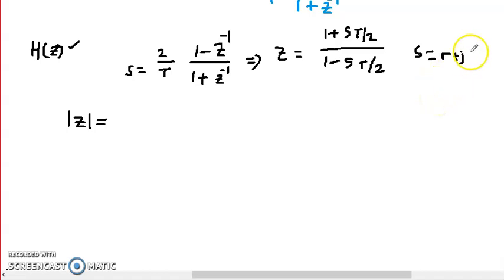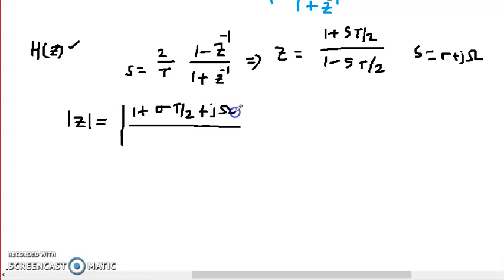And if we write omega in digital form, we denote it with capital omega. So it is basically the mod of (1 plus sigma T by 2 plus j omega T by 2) over (1 minus sigma T by 2 minus j omega T by 2).